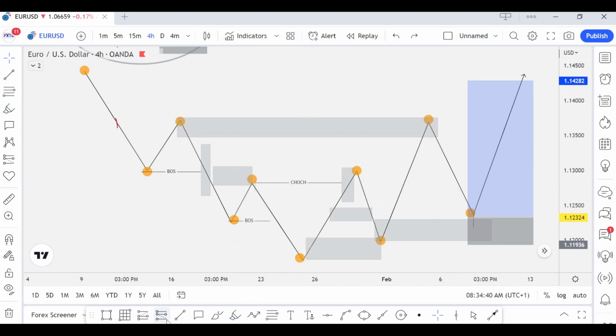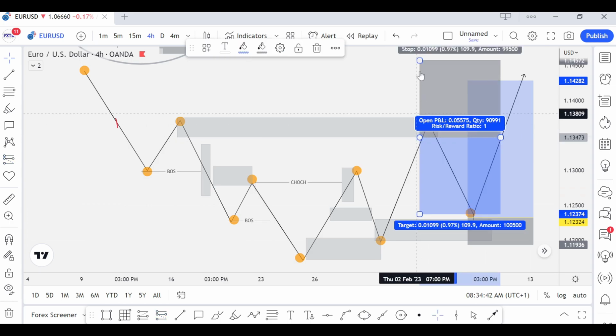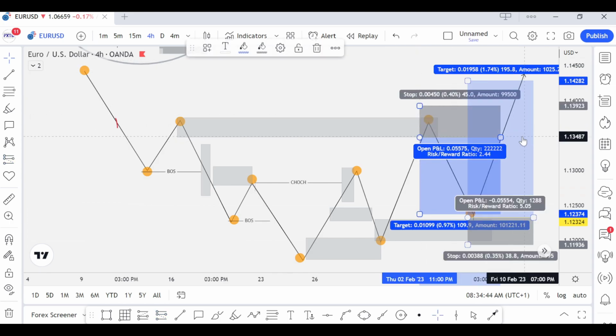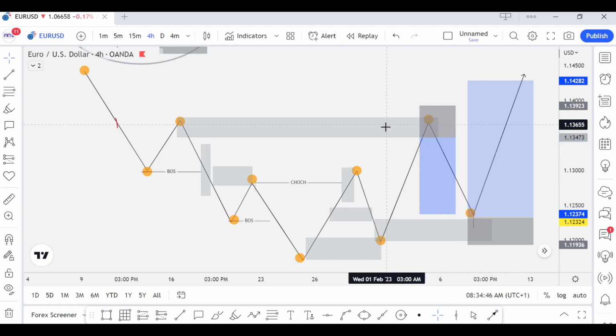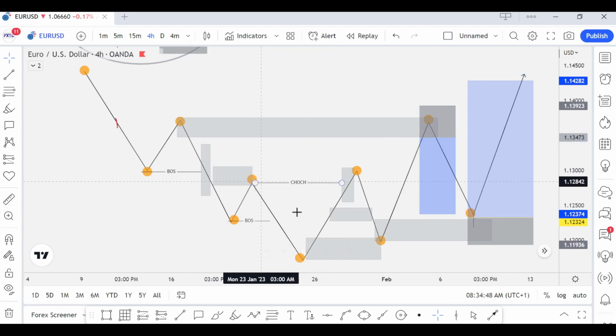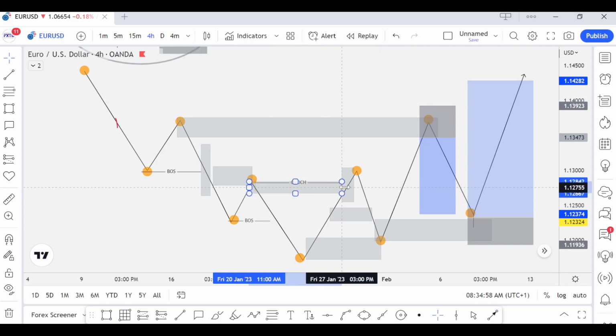So price comes in and respects that zone, but remember that before price came to respect that zone, what happened? Price gave us some highs. Now this is where you must understand that not every valid high is an order block. Don't trade every valid high. For instance, this is just a smart money trap. This is just a smart money trap.